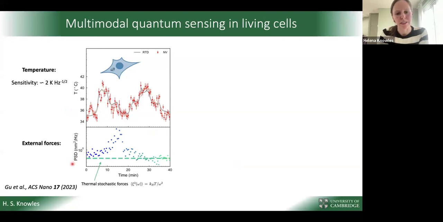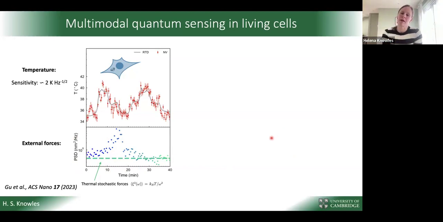And the interesting thing here is that we can work out what the thermal baseline of stochastic forces is. So this would be purely Brownian motion. And then we see that, for example, here after about 10 minutes, there seems to be an active transport, an external force that pulls on our diamond nanocrystal. And we can extract the occurrence of these external forces just by looking at this power spectral density here.